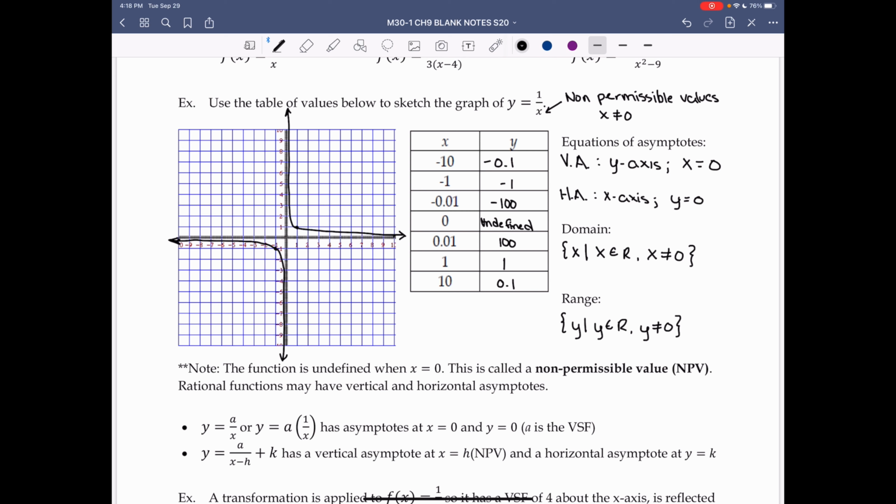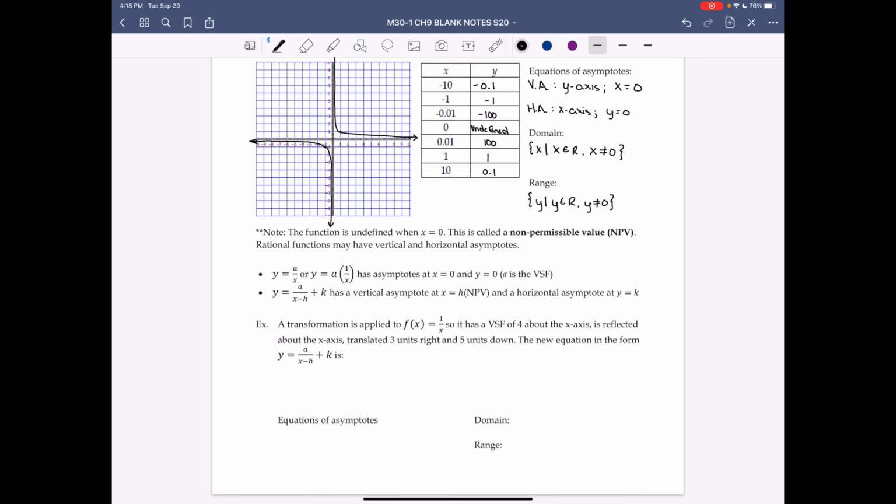Rational functions may have vertical and horizontal asymptotes. We saw that. y equals a divided by x, or y equals a times 1 over x, will have asymptotes at x equals 0 and y equals 0, and a is our vertical stretch factor.